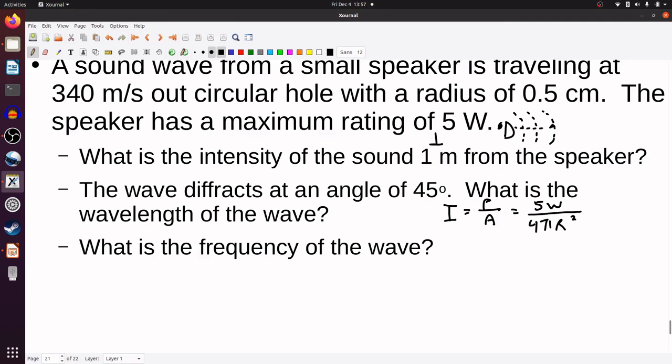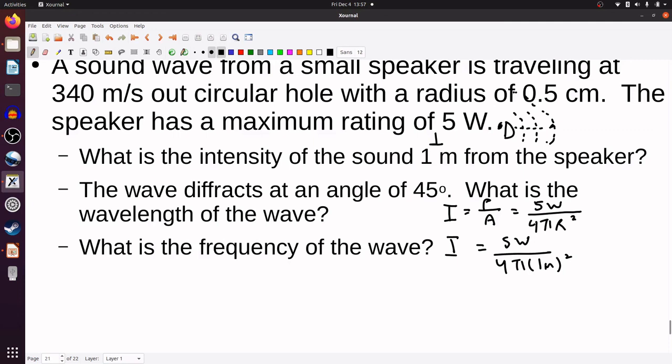And so that 1 meter is then going to be away from the speaker, and it's going to be in a circular pattern. And the circular pattern means that the surface area, or the surface that's going to experience it at 1 meter, will be the surface area of a sphere, hence 4 pi r squared. That's why I use that. And so then I just take, okay, that's going to be 5 watts, divide that by 4 pi 1 meter squared, and then I get an intensity.